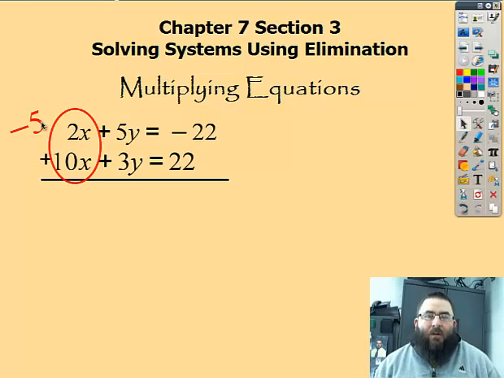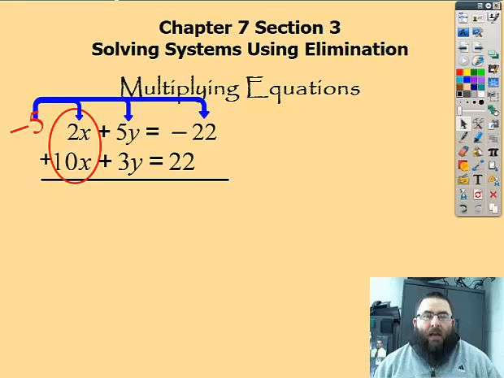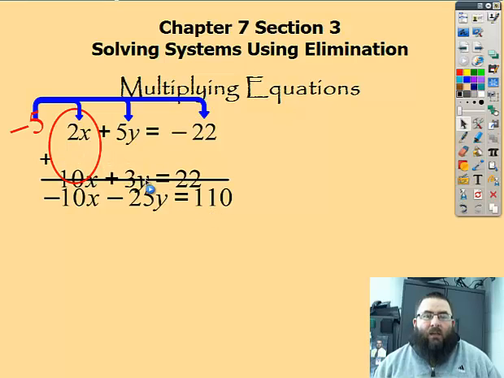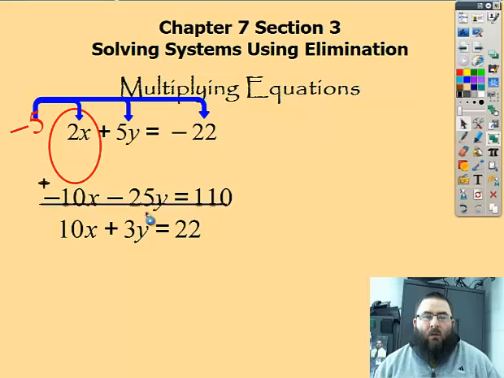And if you take that negative 5 and multiply it by the 2x, you're going to have to multiply it with the 5y and the negative 22 at the same time. So when I multiply every term by negative 5, I get negative 10x, negative 25y, and positive 110. I don't need to multiply this second equation. I'll just bring that down and bring down the plus sign also.